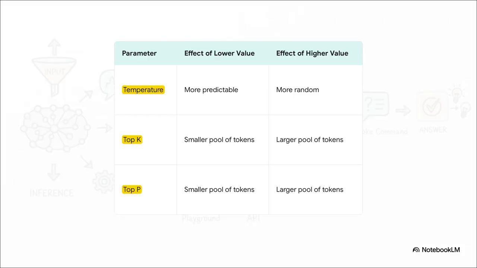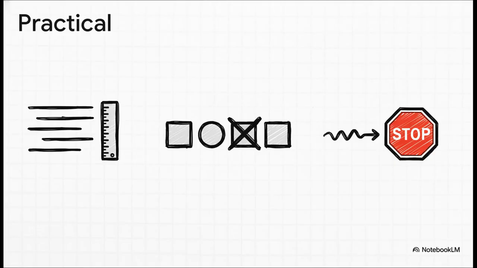So, temperature is one big control, but you've got others for managing randomness, like top K and top P. Now, without getting too deep in the weeds, just know that AI models think in word fragments called tokens. Both top K and top P are just different methods for telling the model, "Hey, for your next word, only choose from this specific pool of possibilities." It's just another way to dial in that perfect balance between a straightforward response and something a bit more out there.